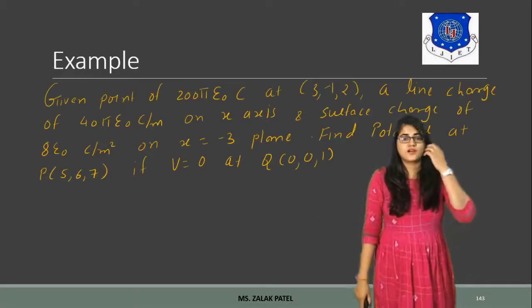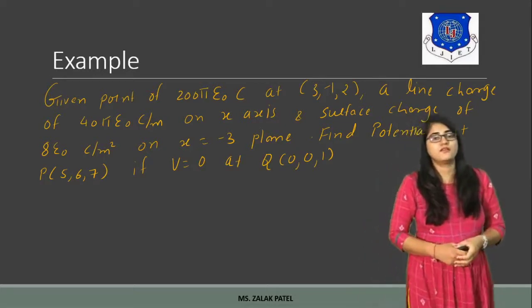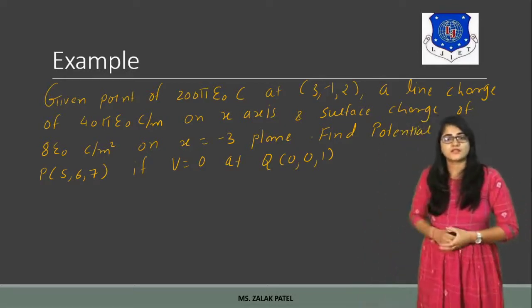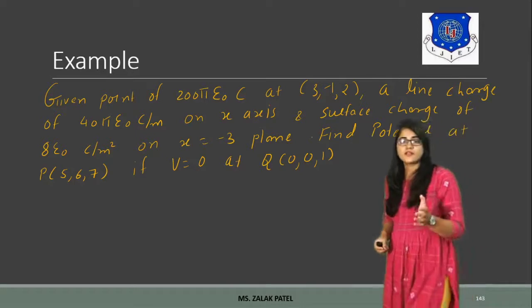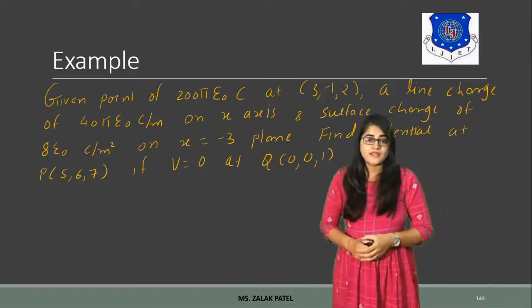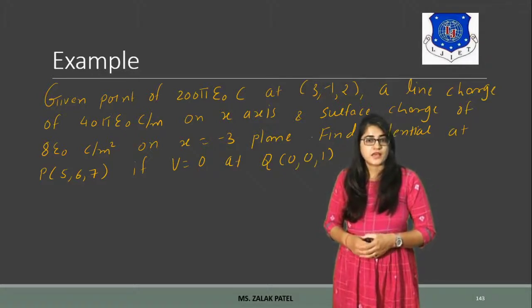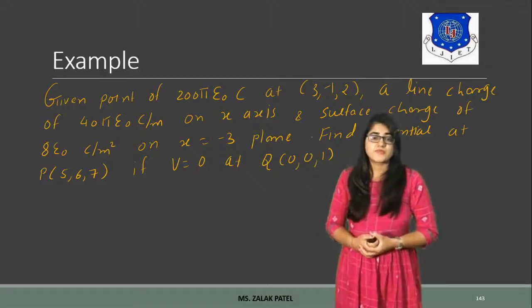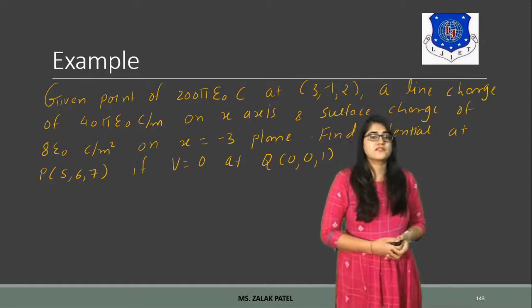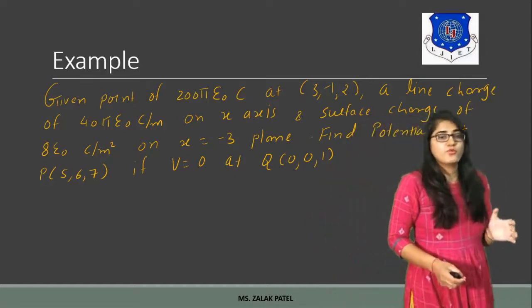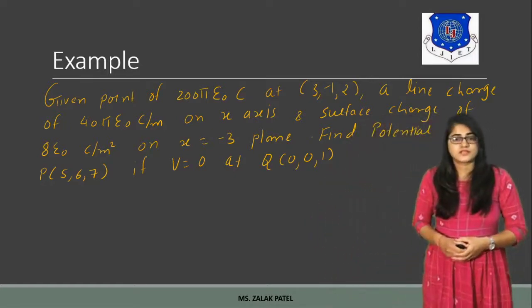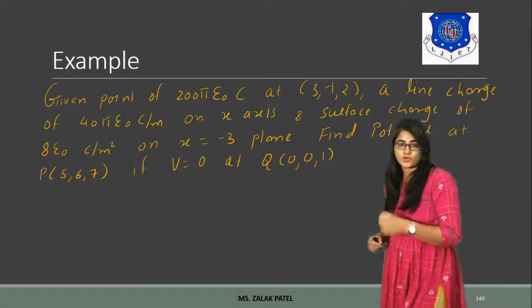Now let's see one example related to line charge. Here, a point charge of 200 pi epsilon 0 coulomb at (3, -1, 2), a line charge of 45 epsilon 0 coulomb per meter on the x-axis, and a surface charge of 8 epsilon 0 coulomb per meter square on the x equal to minus 3 plane. Find the potential at point T (5, 6, 7) if V is 0 at point Q.